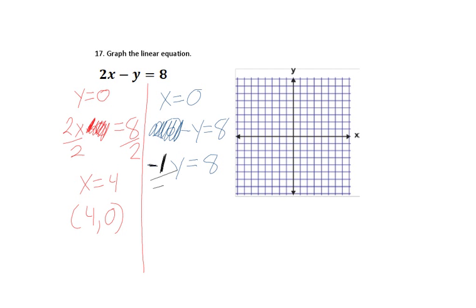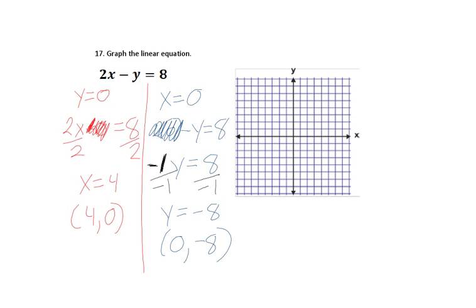Okay, well, divide by negative 1. See what happens. 8 divide negative 1 is negative 8. So another good point is 0, negative 8. We got 2 really good points. Let's make one really good graph.